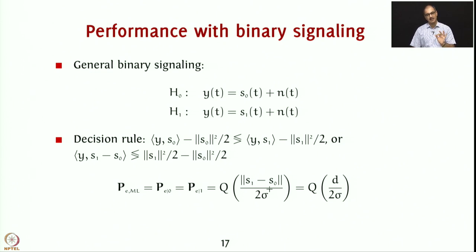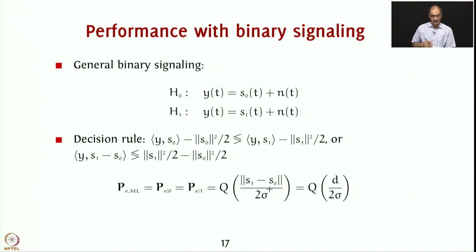Whenever you have binary signaling under Gaussian noise, the optimal detector will have a probability of symbol error of Q of d upon 2 sigma, where sigma is the standard deviation of the noise and d is the distance between these two signals. When I say distance between these two signals, you have to evaluate norm of s0 minus s1, that is d. Now in this scenario, what is important is that this is true only when you have equiprobable signaling, because we are doing ML and ML is same as MPE under equiprobable signaling. If it is not, then you have to be very careful. The decision region is going to shift. You can see that as an exercise. So this is something that can be worked out.